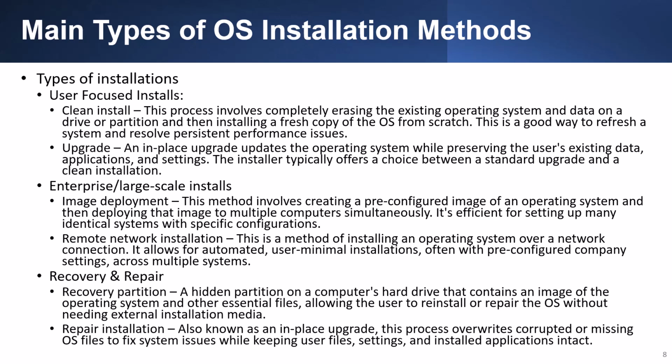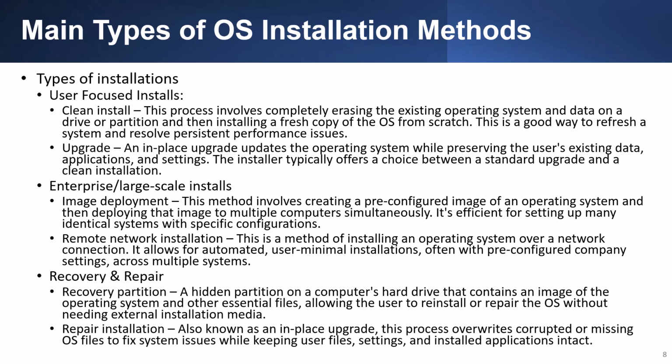Enterprise and large-scale installs include image deployment and remote network installation. During image deployment, the method involves creating a pre-configured image of an operating system and then deploying that image to multiple computers simultaneously. It's efficient for setting up many identical systems with specific configurations. Remote network installation is a method of installing an operating system over a network connection. It allows for automated, minimal-user installations, often with pre-configured company settings and across multiple systems.